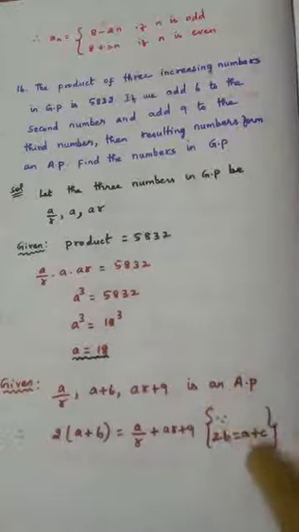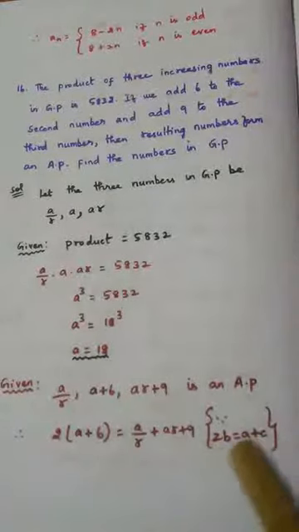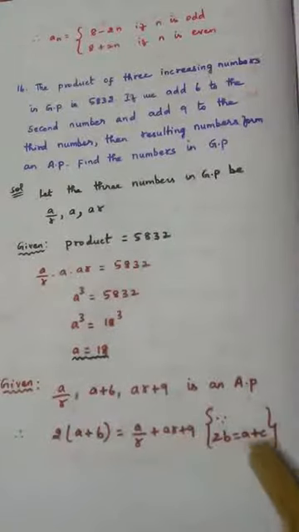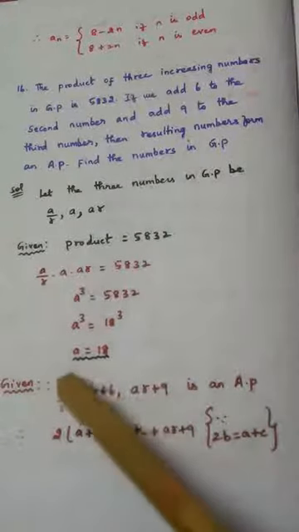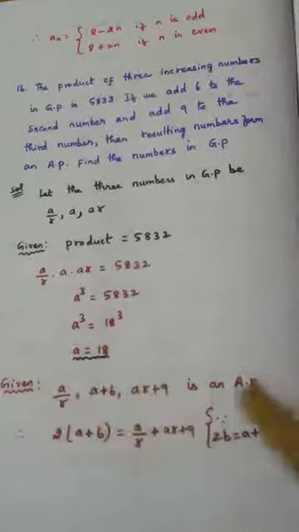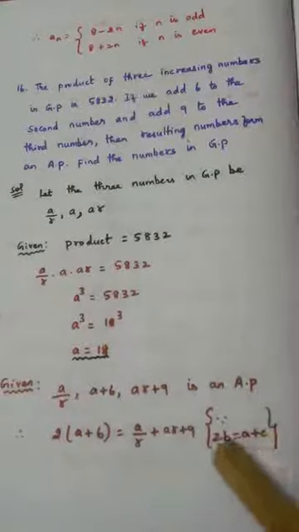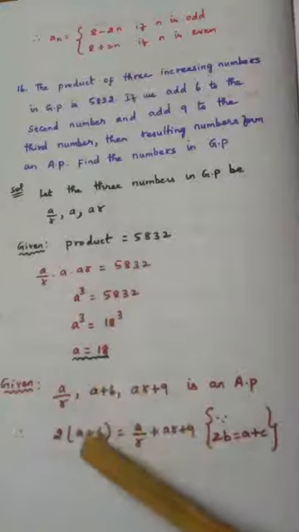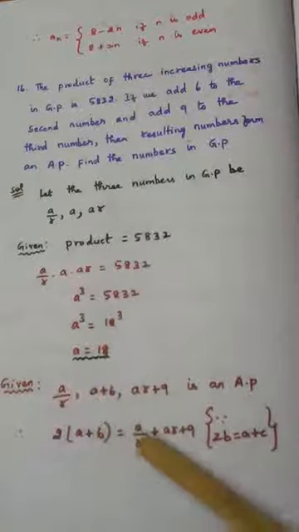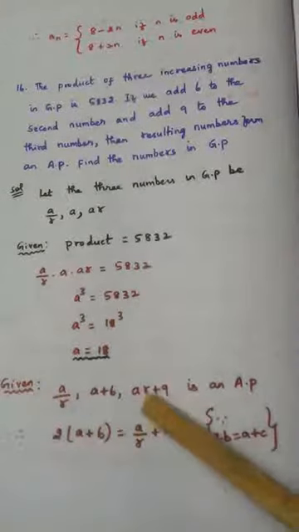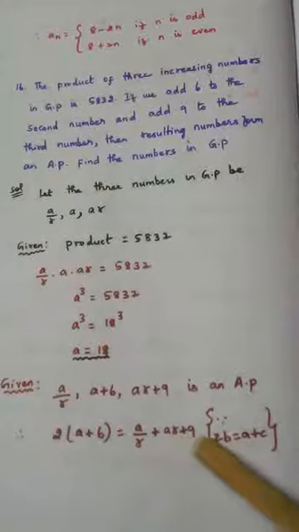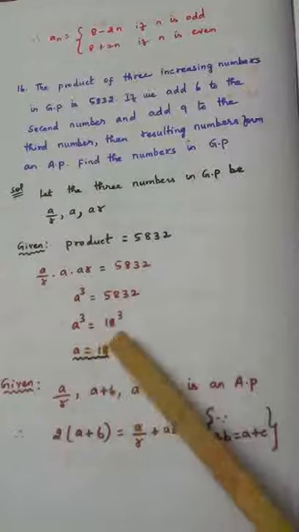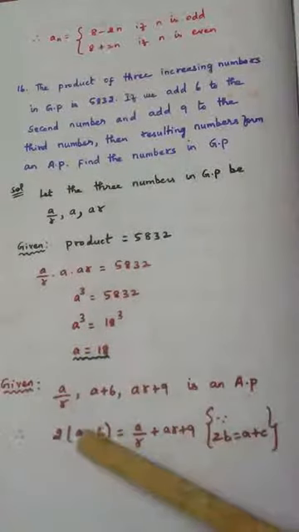What is the AP condition? 2b is equal to a plus c, right or not? B is equal to a plus c by 2, or 2b is equal to a plus c. So this is A, this is B, this is C. We know that these three are in AP, so I can use this condition. So 2 into B means this term equals A plus this is C. So C means AR plus 9. Yes or no? Now what is the A value? 18. So if I put 18 here, what happens?